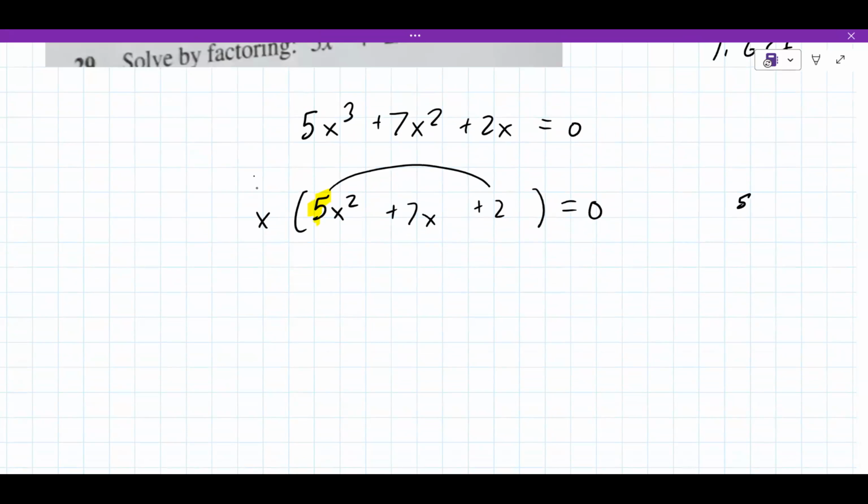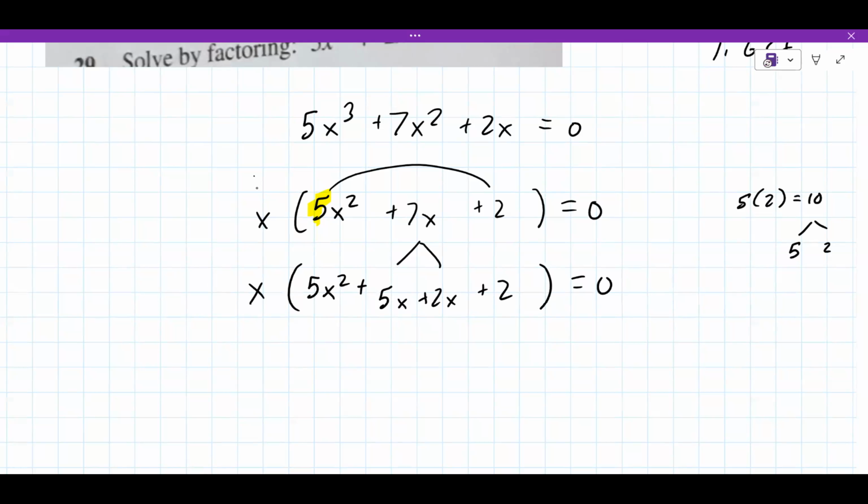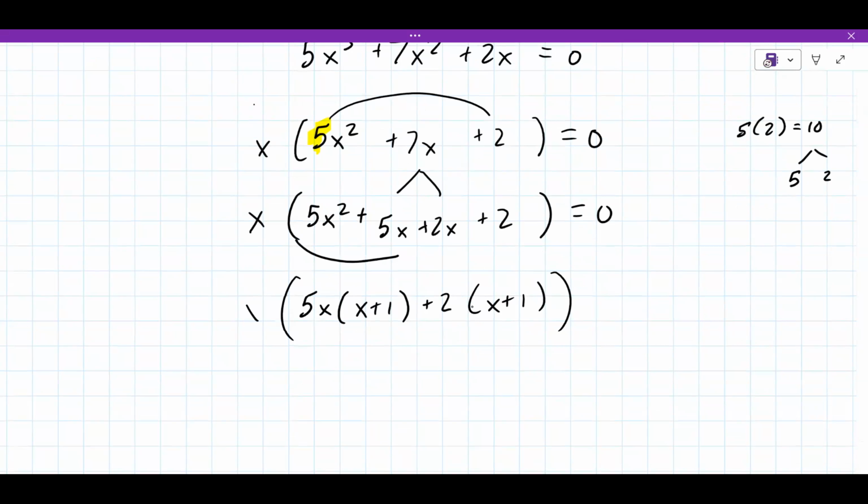You take the 5 and the 2 and you multiply them together to get 10. And you look for two factors of 10, two things that multiply to 10 but add to 7. That is 5 and 2. And you split this 7x into 5x plus 2x. And then you factor by grouping. These first two terms become 5x times (x plus 1), plus 2 in the middle, because that gets you back to 2x plus 2. And then you factor again.